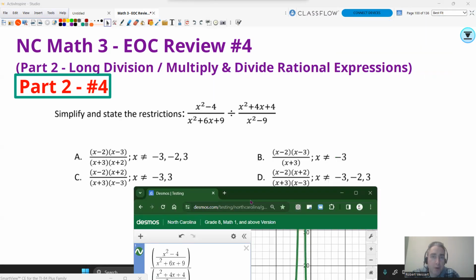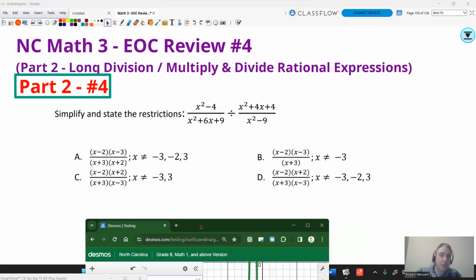And these numbers just represent restrictions. Remember, restrictions are numbers you're not allowed to plug in. They give you 0 on the denominator. Now, I'll talk more about that when I show you how to do this by hand. So let me first do this as a keep change flip and flip this and rewrite it.